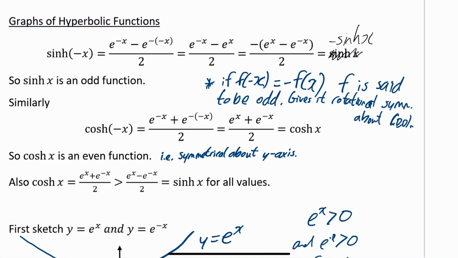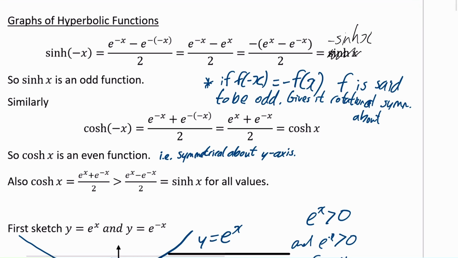So it gives it rotational symmetry about, that's very hard to read there. Let me write that out again. Rotational symmetry about the origin 0, 0. Okay, so just explain what that means.